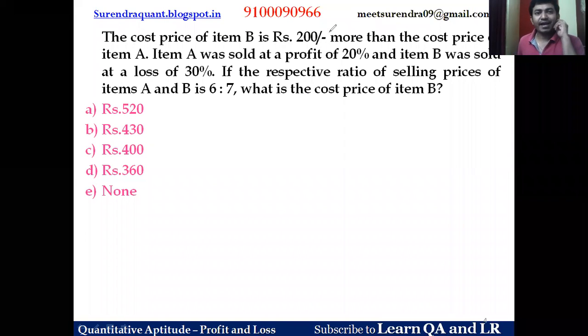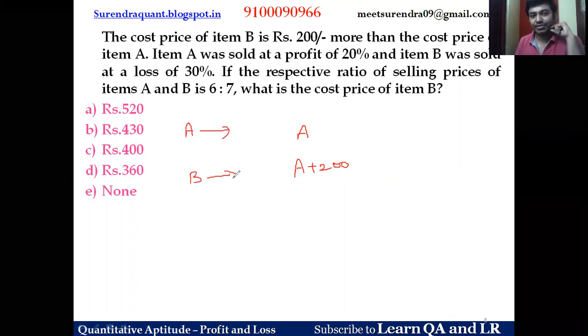The cost of item A is 200 more than the cost of item B. If A's cost is A, B's cost is A plus 200. This is A's information and this is B's information. Item A was sold at a profit of 20% and item B was sold at a loss of 30%, with the respective ratio of the selling prices of A and B being 6:7. So he is giving the ratio of the selling prices, right?